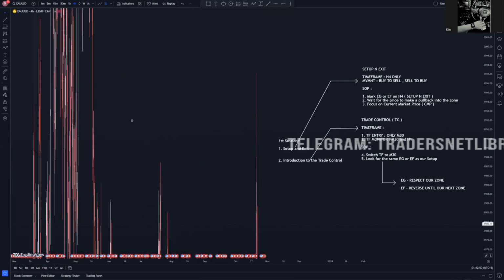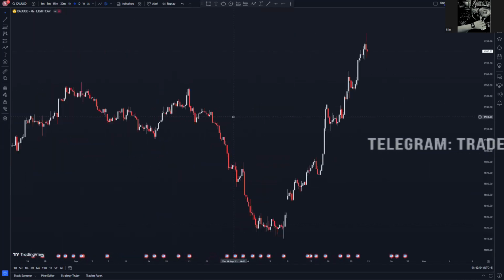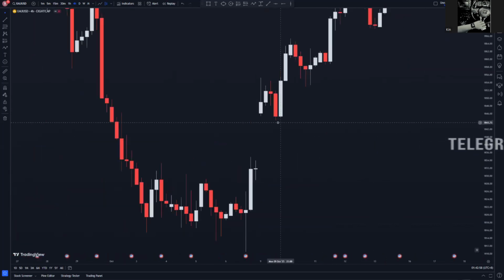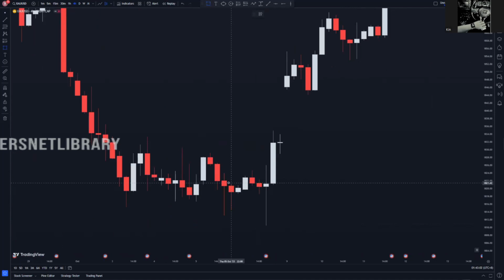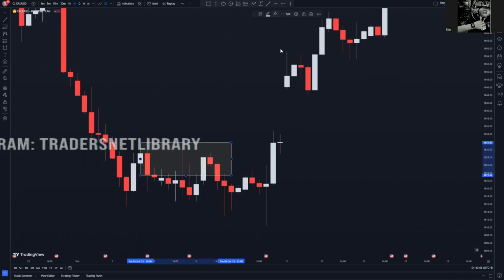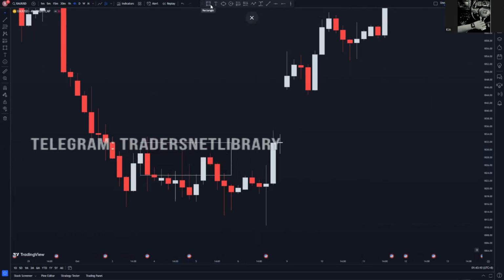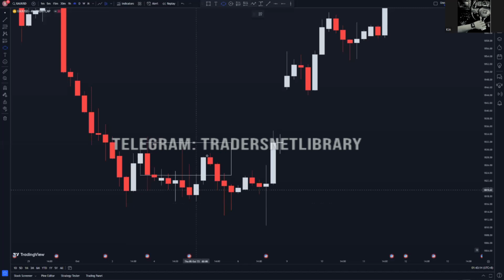All right, let's go to the chart. I'm going to show you a few examples. For an example right over here, let's look at this sell first. We have this engulfing sell, and then the price made a pullback into the zone.